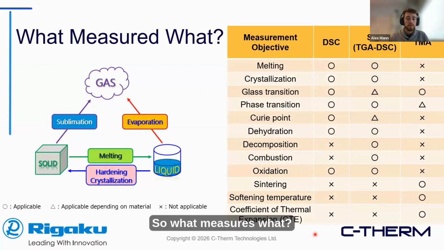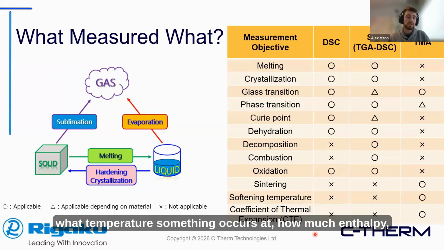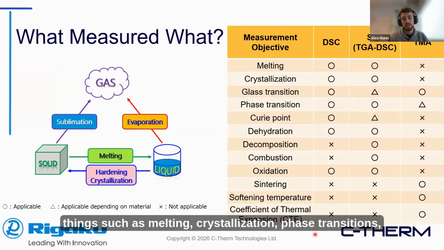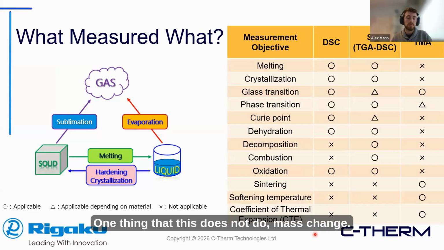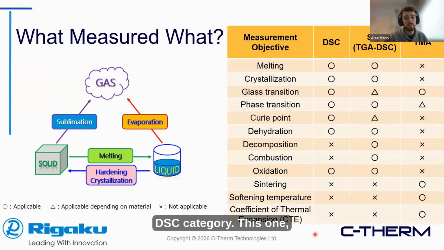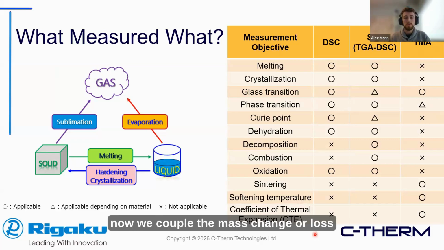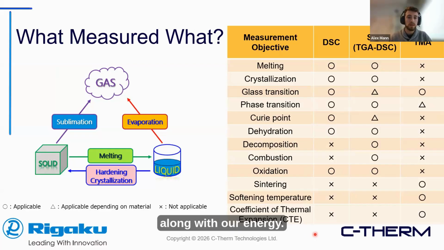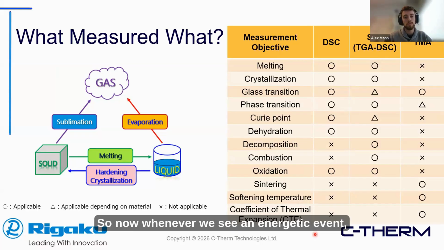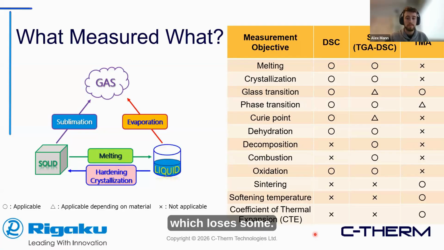So what measures what? We'll start off with the simplest, which is DSC. This measures energy, at what temperature something occurs, and how much enthalpy, for things such as melting, crystallization, phase transitions, et cetera. One thing that this does not do is measure mass change. That's where we move into the STA, or the TGA-DSC category. Now we couple the mass change or loss along with our energy. So whenever we see an energetic event, we can easily determine if it's something like a melt, which has no mass change, or an oxidation, which gains mass, or a combustion or decomposition, which loses some.